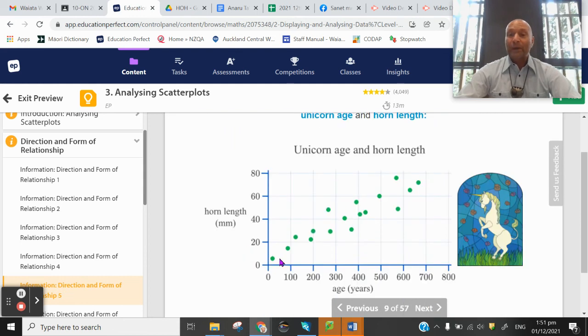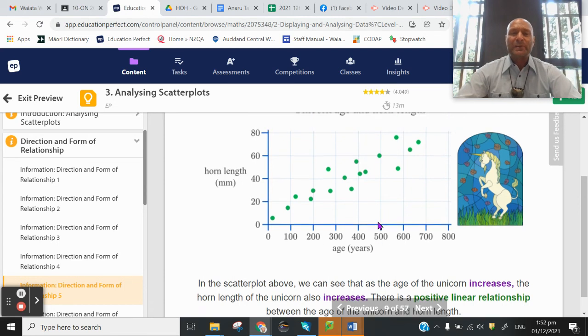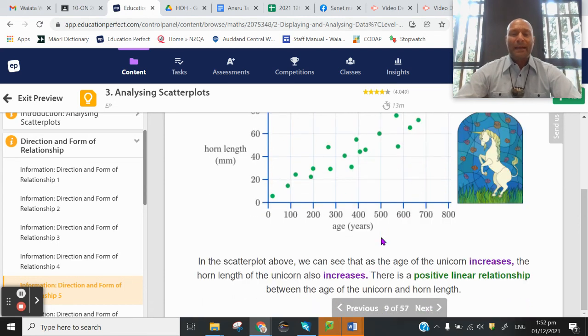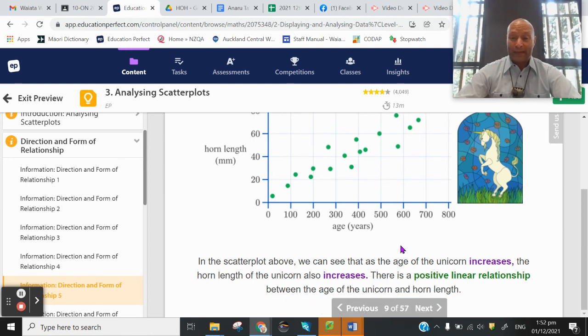Going up to the right is positive, and they're fairly close together, so we could say it's strong to moderate. In the scatter plot above, let's use the context. As the age increases, so does the horn length. That makes for a positive linear relationship because the data points do roughly go in a straight line.